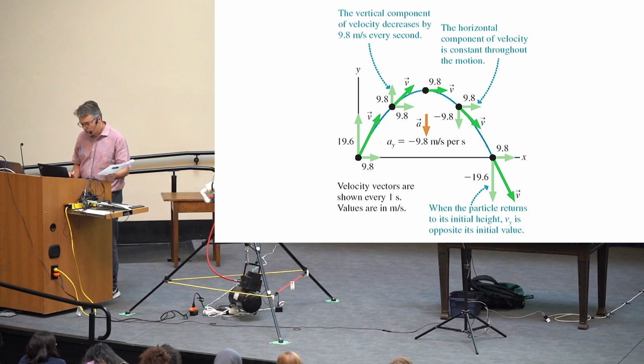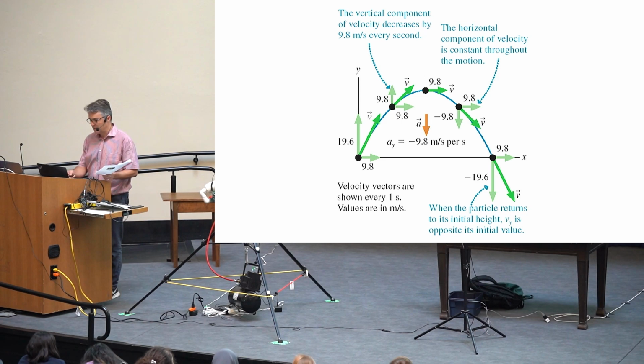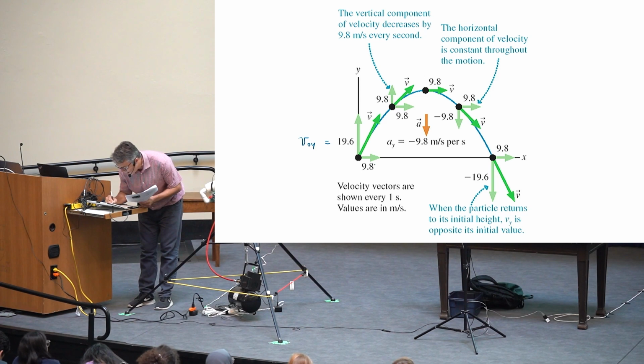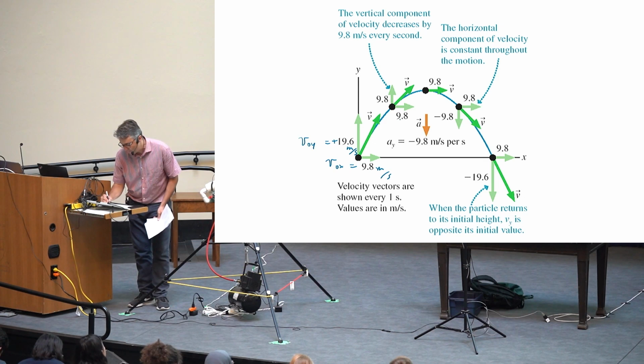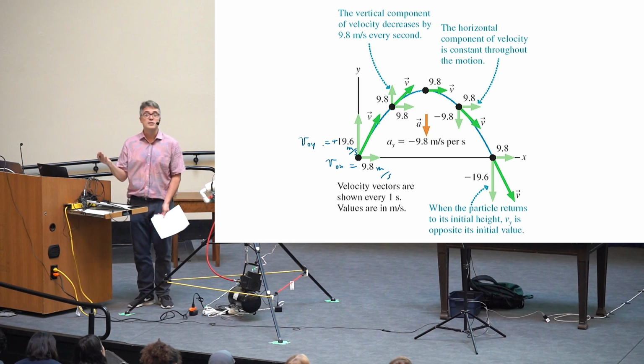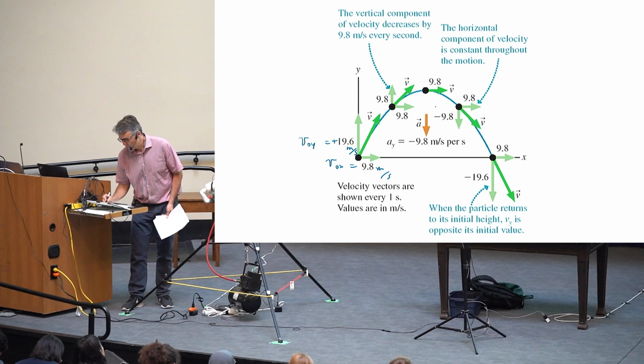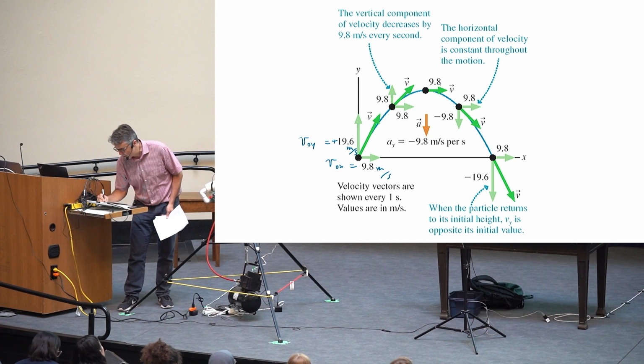And this is just showing some of the numbers involved. If you launch something with a Y component of plus 19.6 meters per second, and an X component of initial velocity, so V0Y is equal to that, and V0X is equal to that, in meters per second. Then a second later, the VX will be the same, still plus 9.8, and VY will have decreased by 9.8. And then another second later, V sub X is the same, V sub Y will have decreased by another 9.8. Up here, VY is momentarily zero, and then there's negative 9.8, and when it comes back to the same height, it's going at an opposite Y velocity, but the same X.